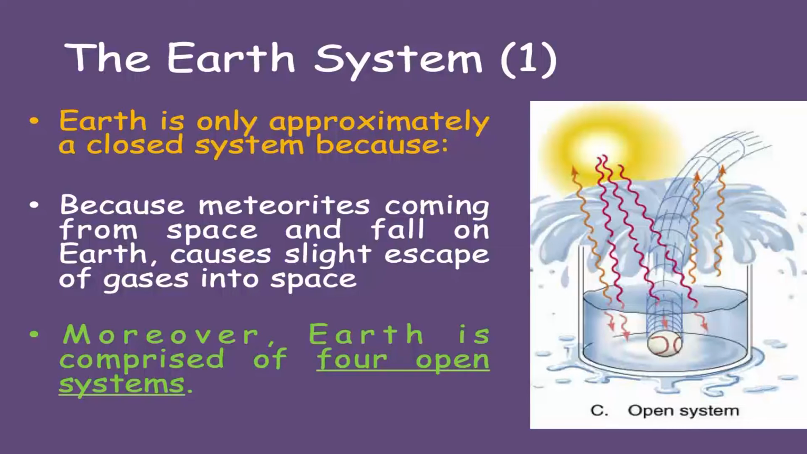So this was the example of a closed system where energy is exchanged but not the matter. Looking at this, we can say that the Earth is a closed system. Earth is only an approximately closed system. Now why is it so? This is a question one can ask.